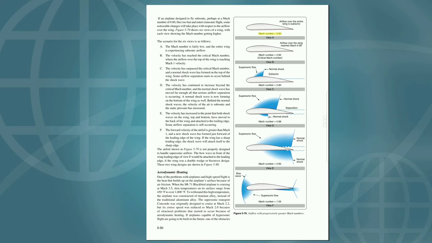Airflow over the entire wing is subsonic. Mach number equals 0.60. View A. Airflow over the wing reaches Mach 0.99. Supersonic flow. Mach number equals 0.82. Critical Mach number. View B. Normal shock. Subsonic. Mach number equals 0.85. View C. Supersonic flow. Normal shock. Separation. Normal shock. Mach number equals 0.88. View D. Supersonic flow. Normal shock. Mach number equals 0.95. View E. Normal shock. Bow wave. Supersonic flow. Mach number equals 1.05. View F. Figure 5-79. Airflow with progressively greater Mach numbers.